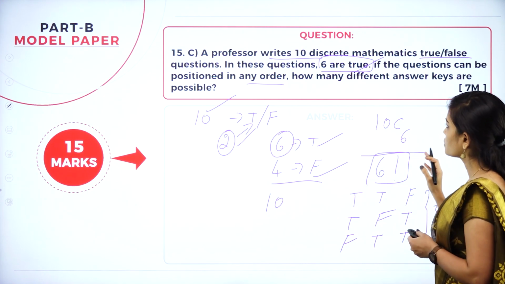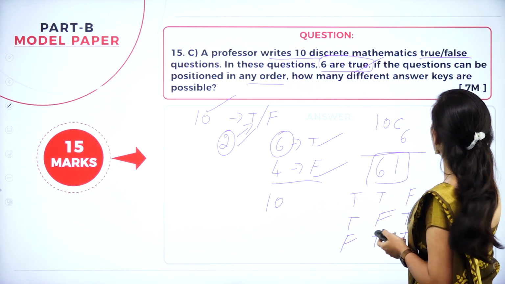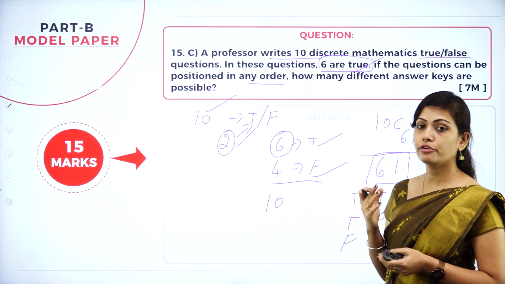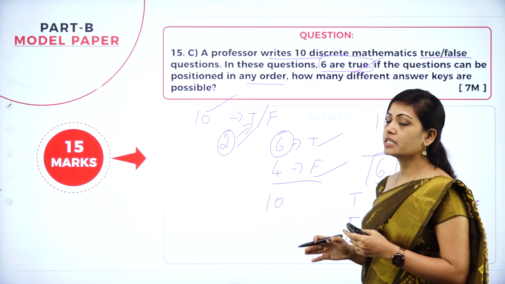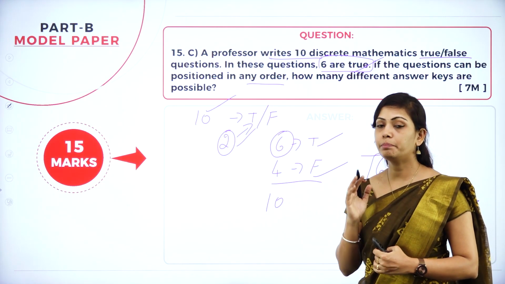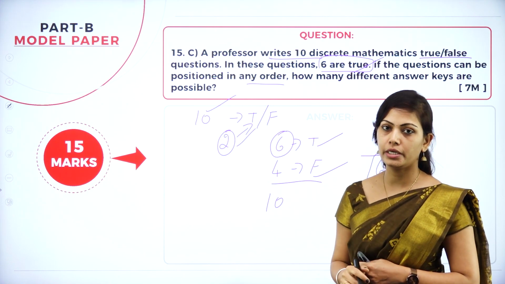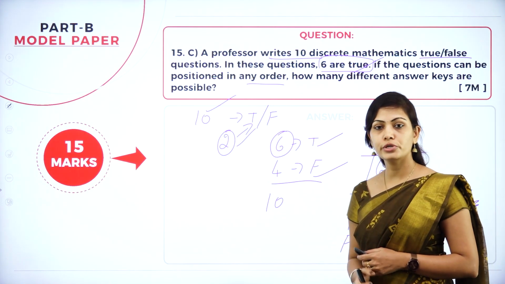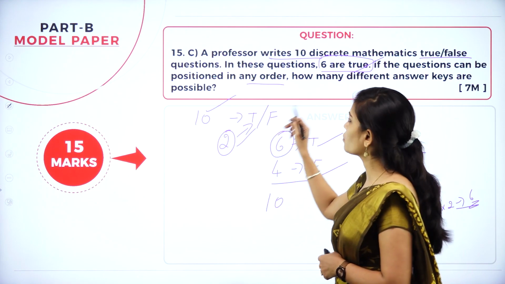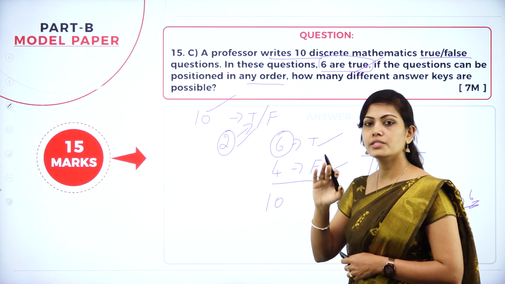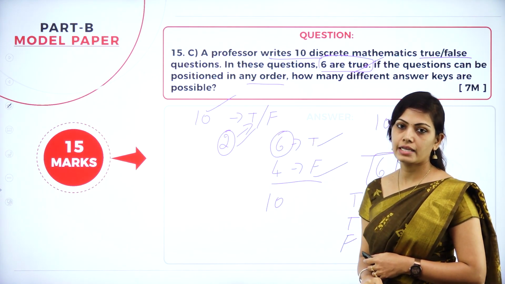Is it clear? So this type of question you can expect for 7 marks, 5 marks and 4 marks also. Please practice permutation and combination and pigeonhole principle problems properly. So easily you can score in permutation and combination problems. So read the question properly, understand the logic and find the answer.